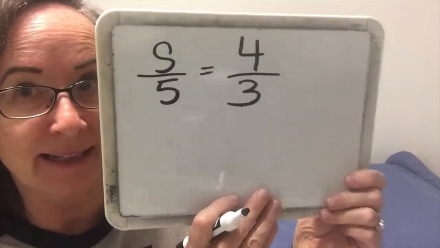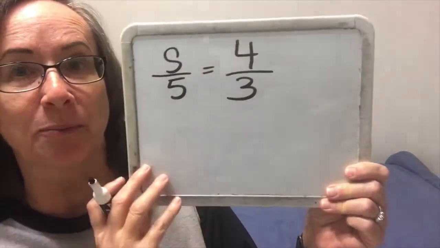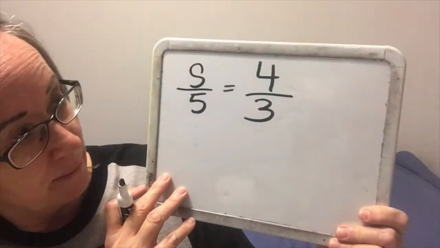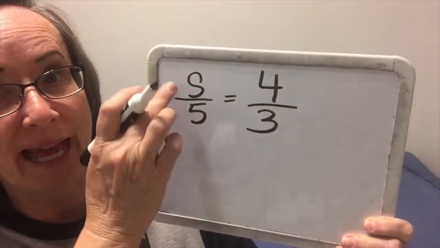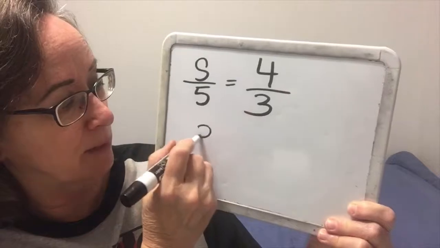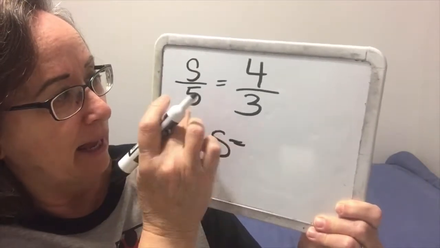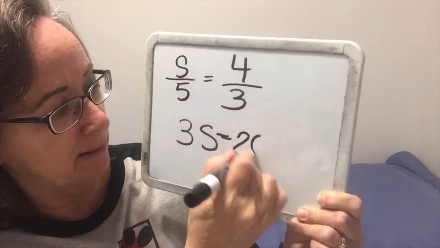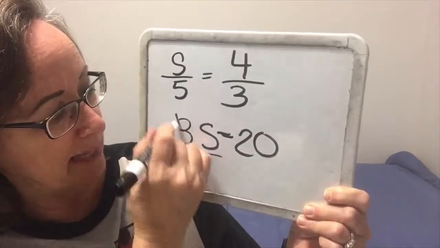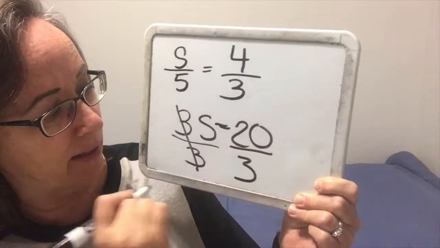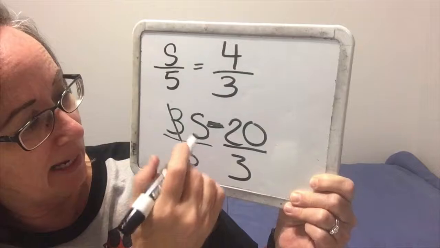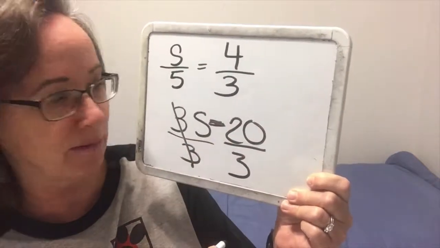Here is your practice number 2. So copy it down on the board and pause your video. So now we're going to find out what S is. So S times 3 is 3S. And 5 times 4 is 20. So 3S is 20. Divide by 3 to get the S by itself. Divide by 3 on the other side, because whatever we do to one side, we must do to the other. And S is 20 over 3.